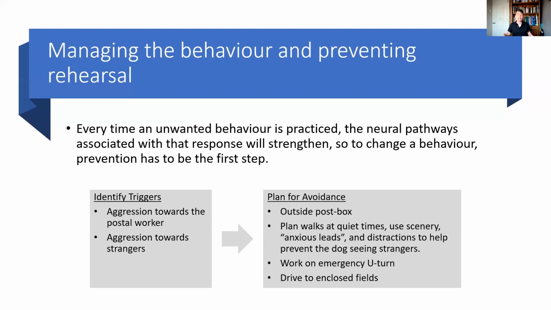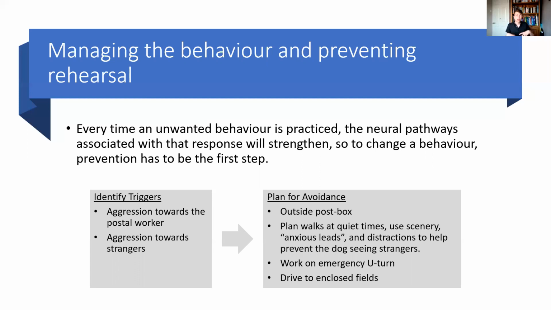You can use things like scenery, so you can quite often duck behind cars, you can duck around bushes. You can use things like anxious dog leads or anxious dog jackets, basically generally yellow leads or yellow jackets or yellow ascots that you put on the dog, and it just lets other dog owners and other people know to not come too close to your dog.